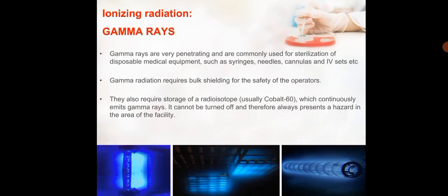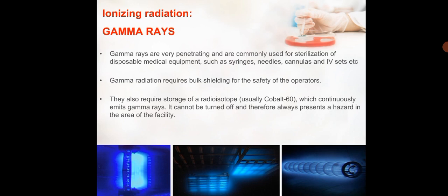Second category of radiation is ionizing radiation. It includes gamma rays. These are very penetrating and are commonly used for sterilization of disposable medical equipment such as syringes, needles, cannulas, and IV sets.